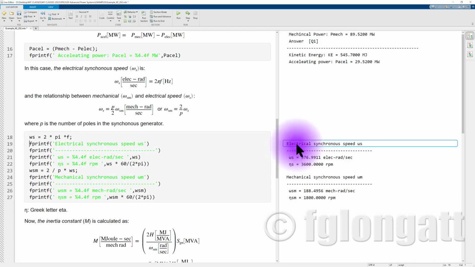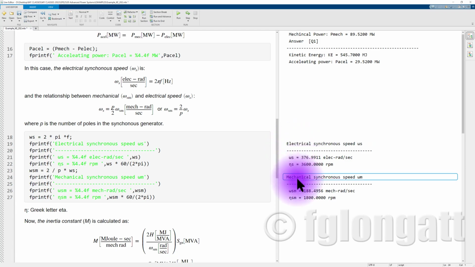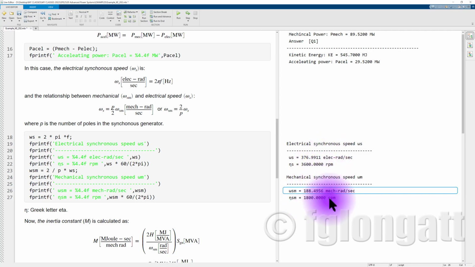Here at the top you can see the electrical, and here at the bottom you can see the mechanical synchronous speed. In this case we are using electrical radians per second, 376.99, or the equivalent of 3,600 RPM. And from the mechanical side, you can see here that it is 188.49 mechanical radians per second, or the equivalent 1,800 RPM.